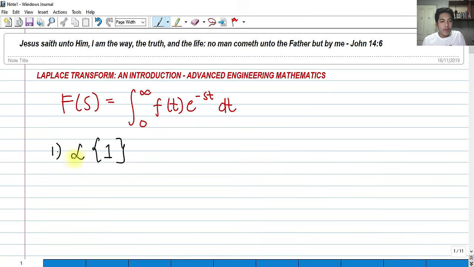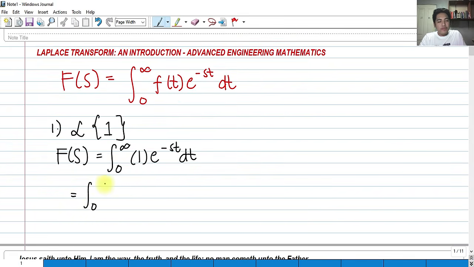For number one, what is the Laplace transform of the constant 1? Here, our f of t, even though it has no term t included, is still considered as an f of t in the time domain. So simply, we have f of s equal to the integral from 0 to infinity of f of t, which is 1, times e raised to negative st dt. So we evaluate the integral from 0 to infinity of e raised to negative st dt. And remember that we are integrating in terms of t.